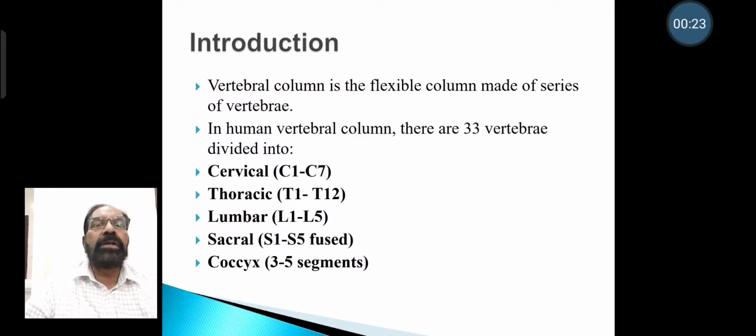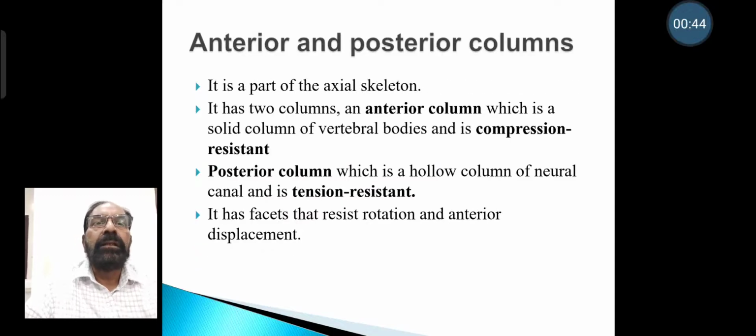In human vertebral column, there are 33 vertebrae divided into cervical 7, thoracic 12, lumbar 5, sacral 5, fused, and coccyx can be 3 to 5 segments. It is part of the axial skeleton.